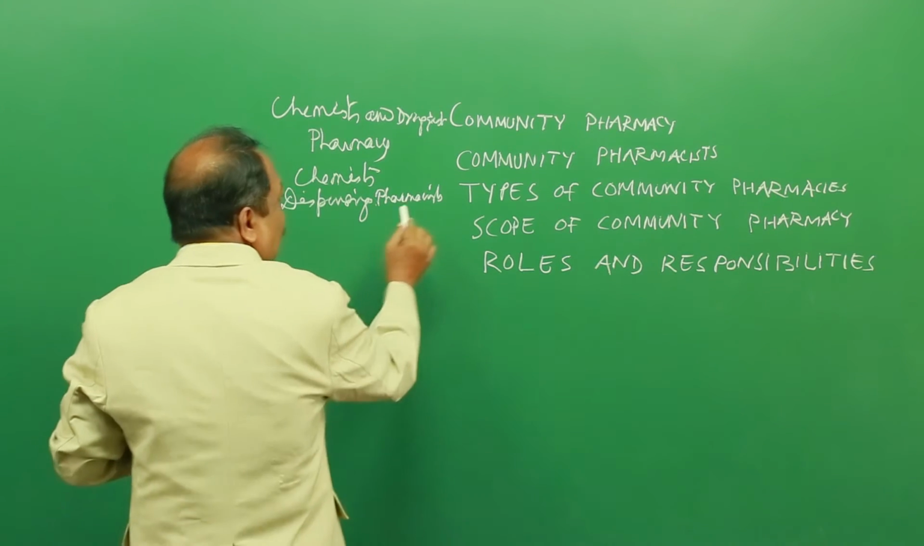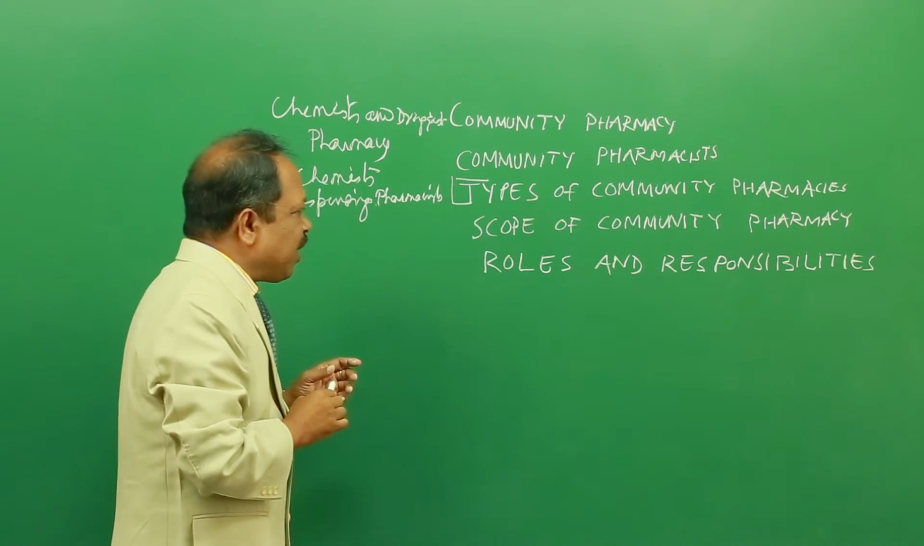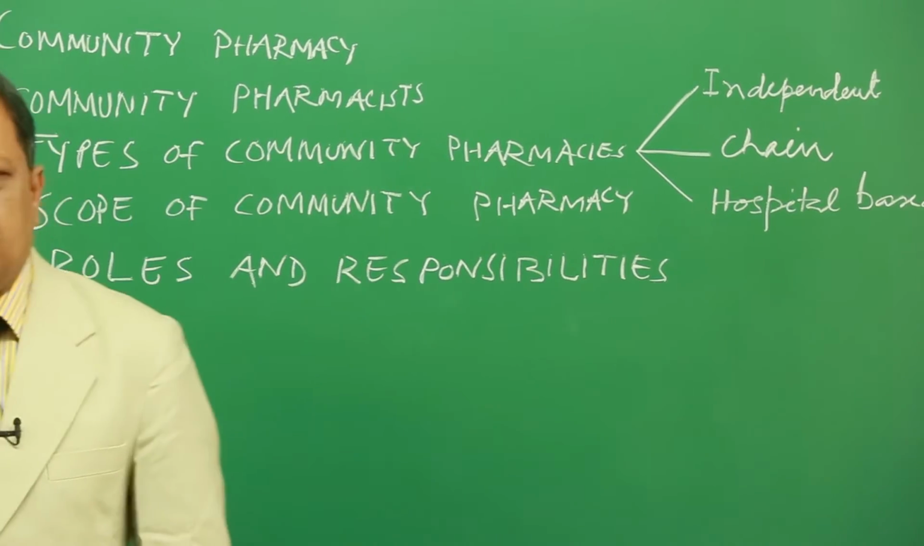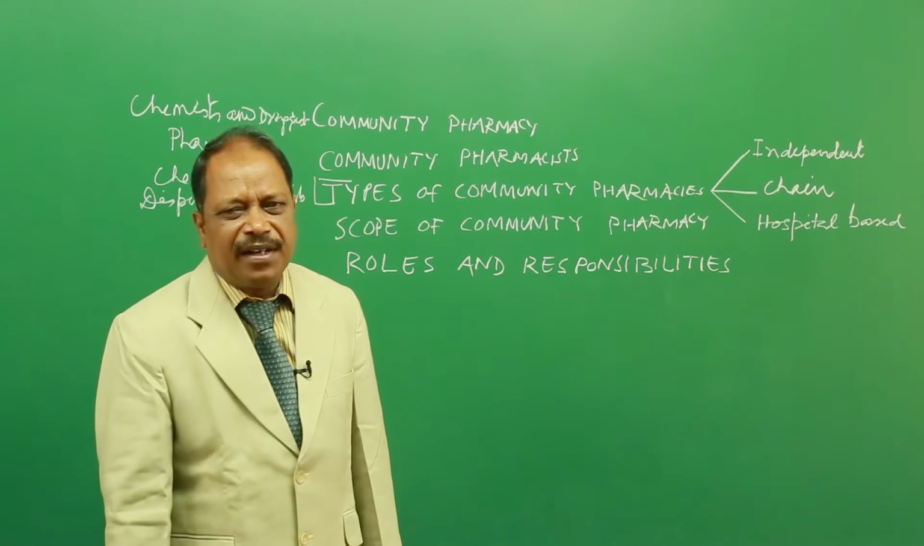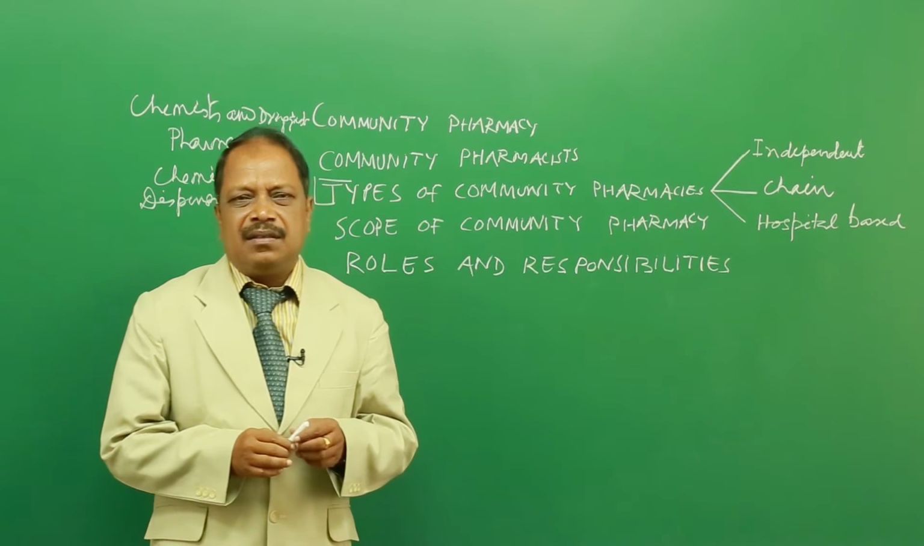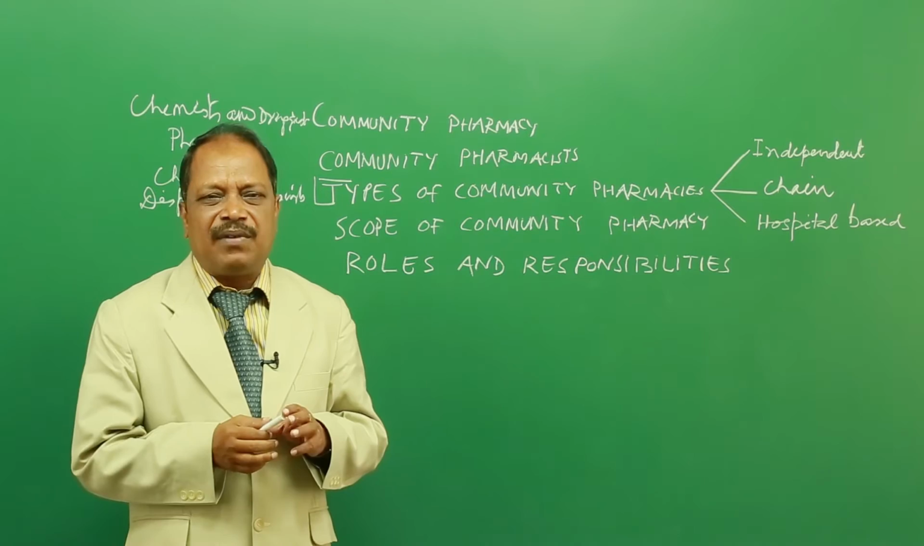Now we will see what are the various types of community pharmacies. Basically, we have three types of community pharmacy in our country. One is independent community pharmacy, the second one is chain pharmacy, and the third one is hospital-based pharmacy.